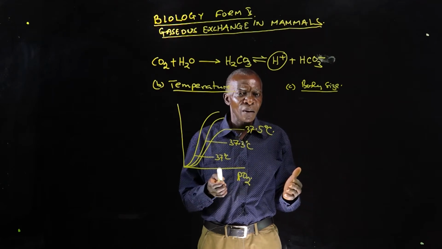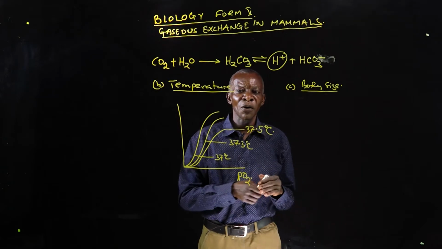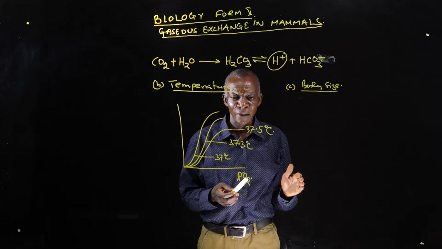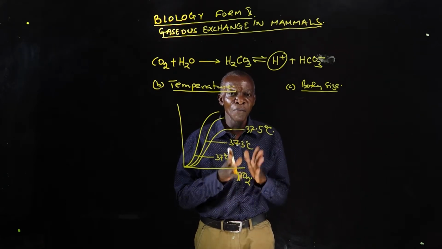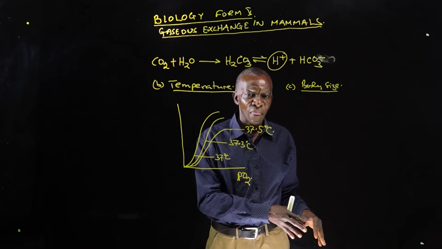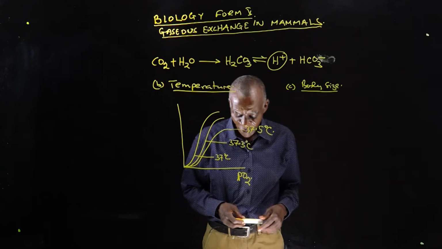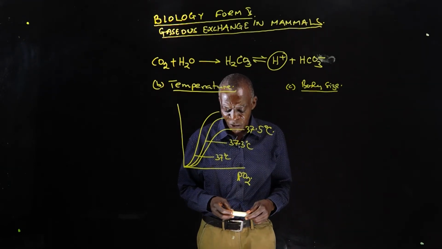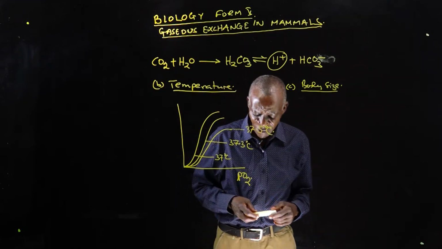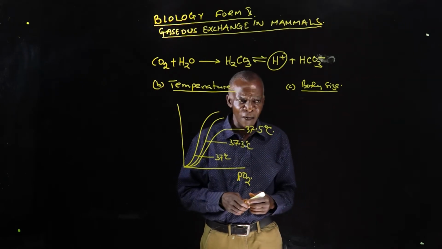And therefore, because of increasing concentration of carbon dioxide, the partial pressure for carbon dioxide also becomes high. And at this point, hemoglobin unloads oxygen and then loads carbon dioxide. And this is important because the increase in the partial pressure of carbon dioxide causes the release of oxygen in the respiring tissues.